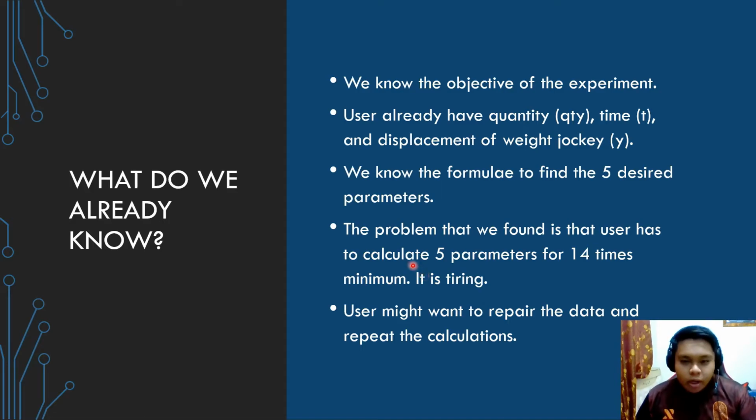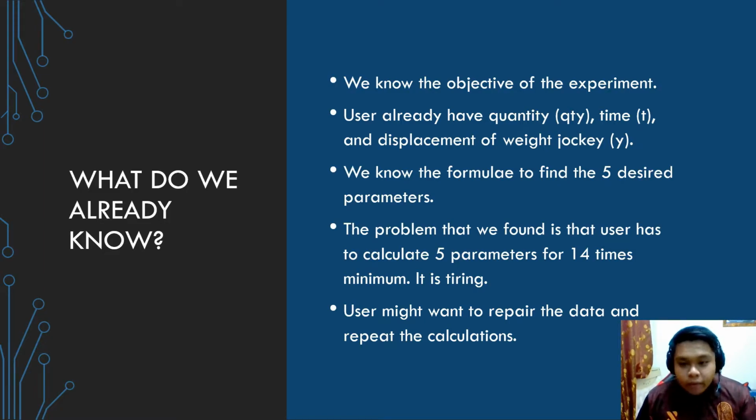Now, what do we already know? We know the objective of the experiment, which is to find the values of F and J and to find their relationship. And we know that the user already has the quantity, time, and displacement of the jockey weight. We also know the formulas to find the 5 desired parameters.